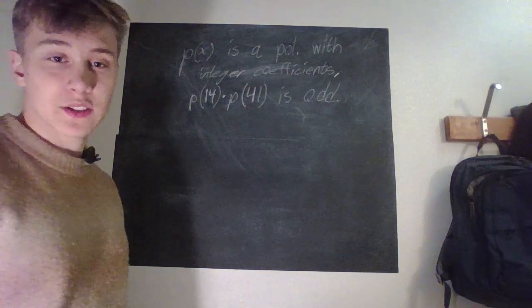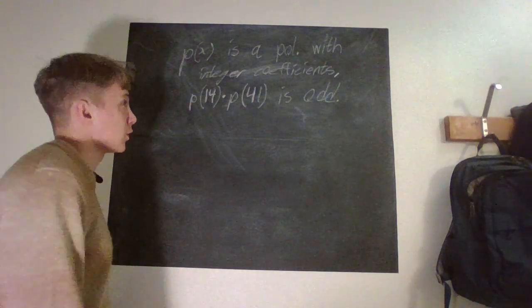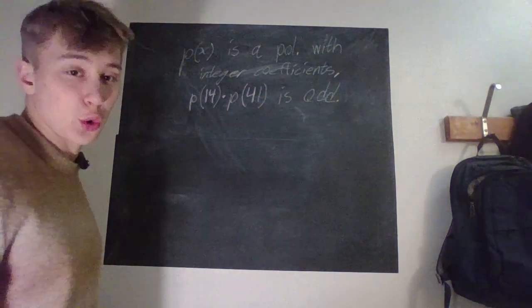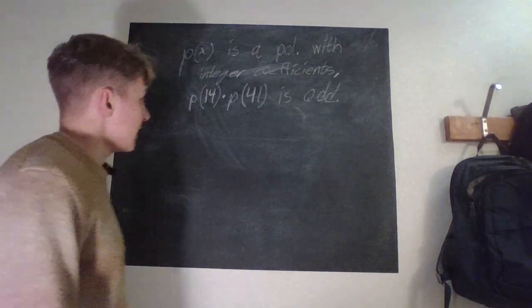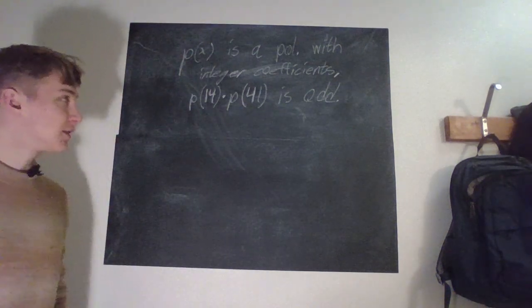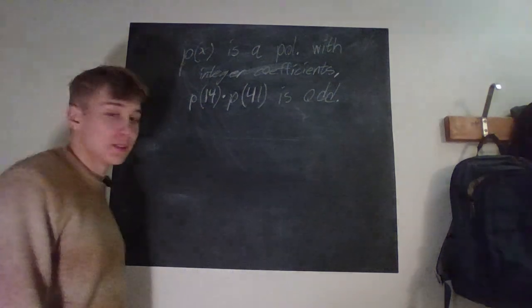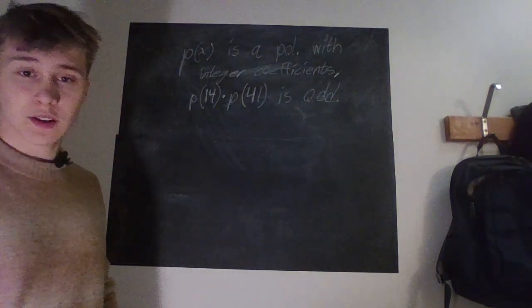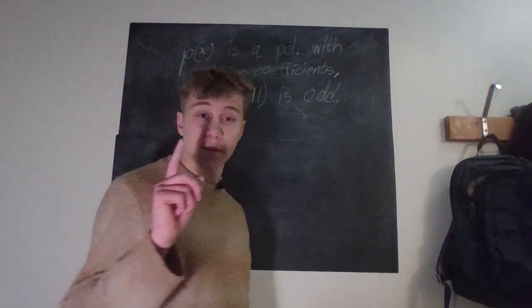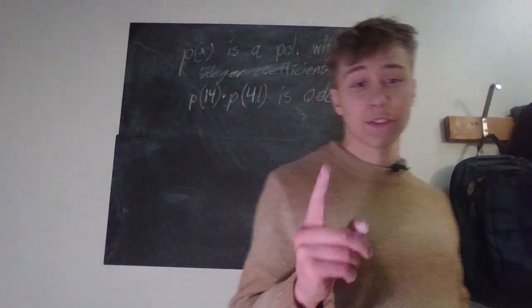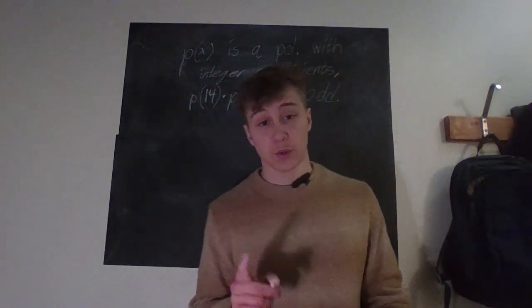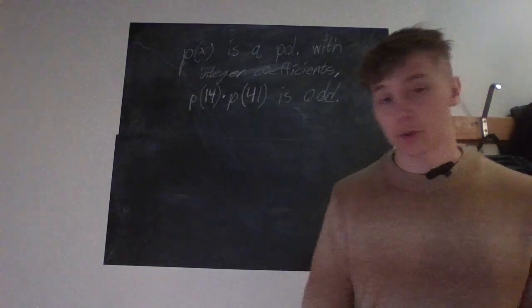So, p of x is a polynomial with integer coefficients. If p of 14 times p of 41 is odd, prove that there are no integer solutions to p of x is equal to 0.